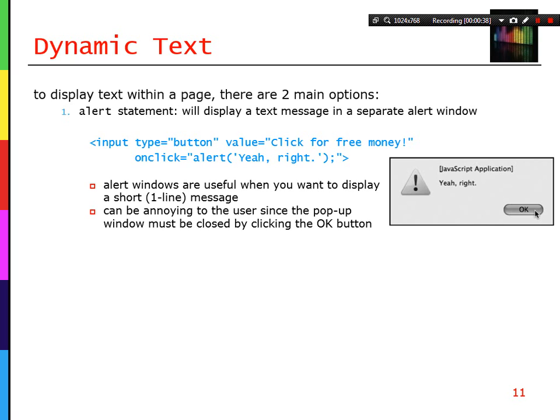So on click, if you click something, then an alert message comes up. In this case, it says, "Yeah, right." Alert windows are useful if you just want to display a really quick message. So basically, in the HTML of the page, you would put input type equals button, value equals click for free money, onclick alert equals yeah, right.